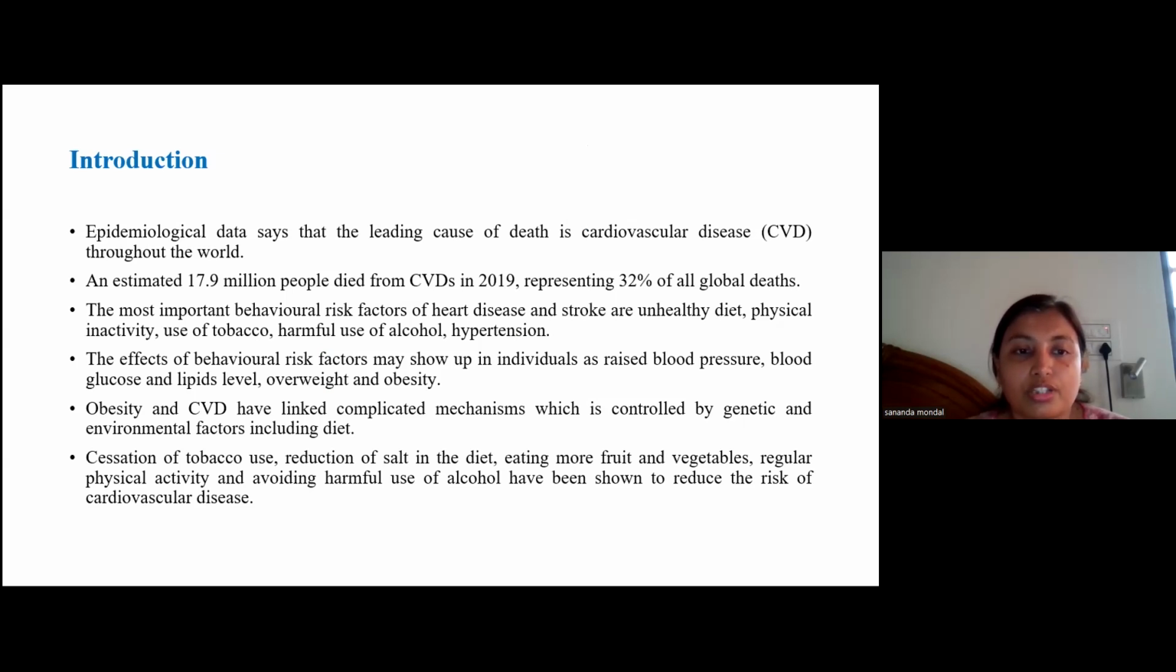Obesity and cardiovascular diseases are linked by complicated mechanisms which are controlled by genetic and environmental factors, including diet. Cessation of tobacco use, reduction of salt in the diet, eating more fruits and vegetables, regular physical activity, and avoiding harmful use of alcohol have been shown to reduce the risk of cardiovascular diseases.